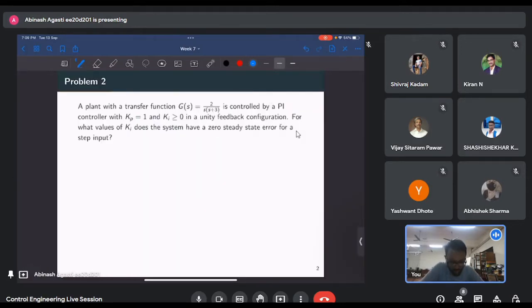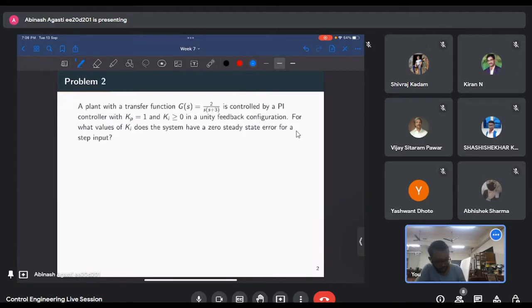Okay, now we have a plant with a transfer function given by G(s) is 2 by s into (s plus 3). And we are told that it is to be controlled by a PI controller with the proportional constant Kp equal to 1 and the integral constant just given as non-negative. And the system is placed in a unity feedback configuration. So basically this PI controller is put in the feed forward path. For what values of Ki does the system have zero steady state error for a step input?